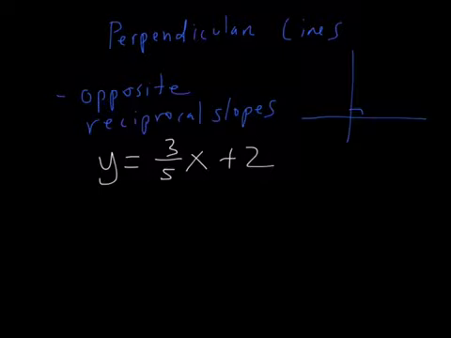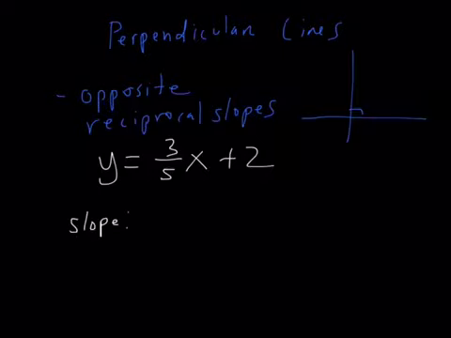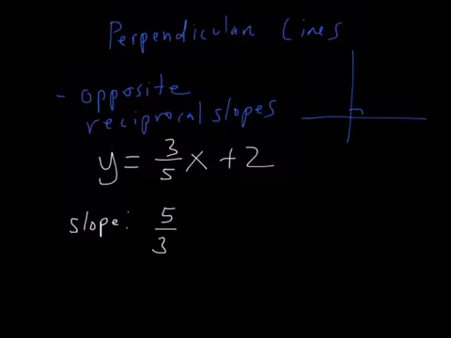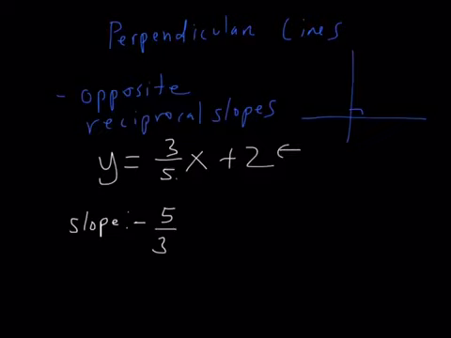The perpendicular slope would be the opposite reciprocal, meaning reciprocal, I'm going to flip 3/5 to 5/3, and opposite, since 3/5 is positive, my opposite would be negative 5/3. So an equation of a line perpendicular to 3/5 x plus 2 will be any line with a slope of negative 5/3 x. We could use the same y-intercept. We could use a different y-intercept, minus 3, for example. Our lines will still cross at a right angle, meaning they're perpendicular.